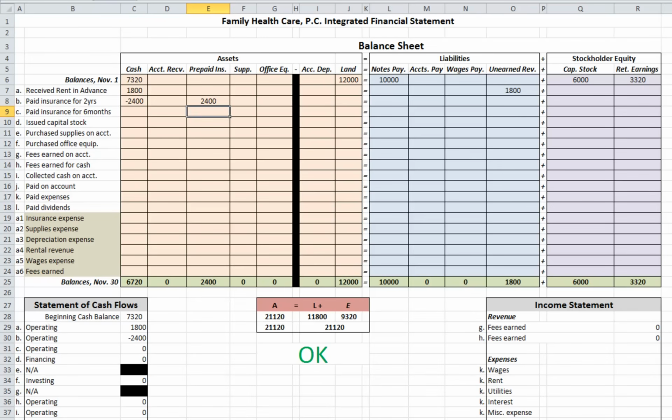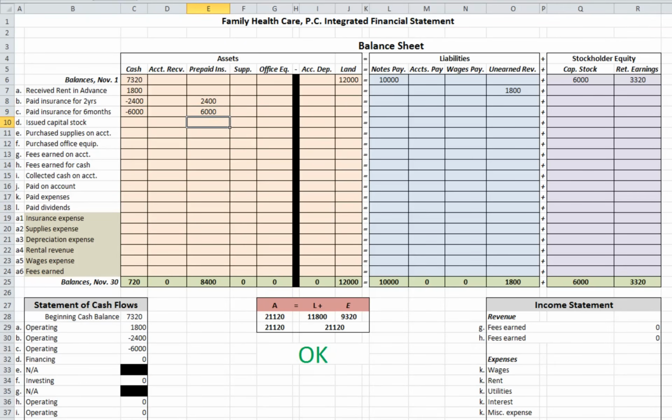Now, in transaction C, we have another prepaid insurance. And this is our malpractice insurance, which is really expensive. So for 6 months, this malpractice insurance is going to cost us $6,000. So we have a cash outflow of $6,000 for the policy. And again, we have prepaid insurance that is worth $6,000.